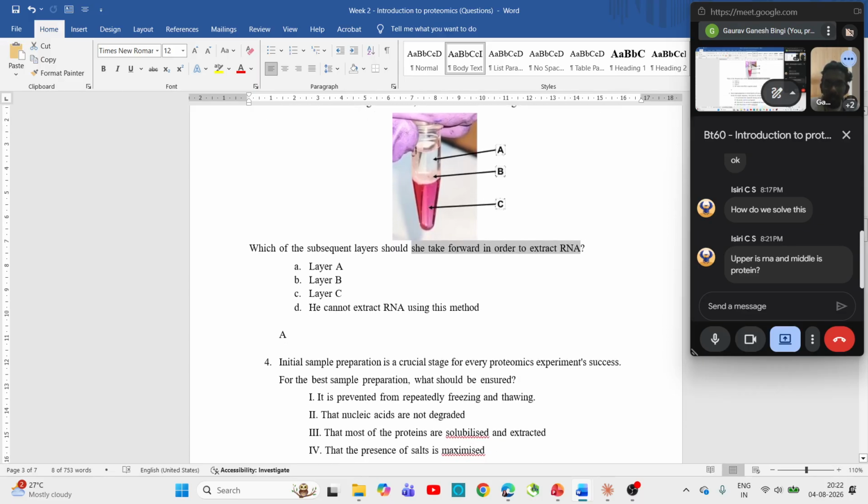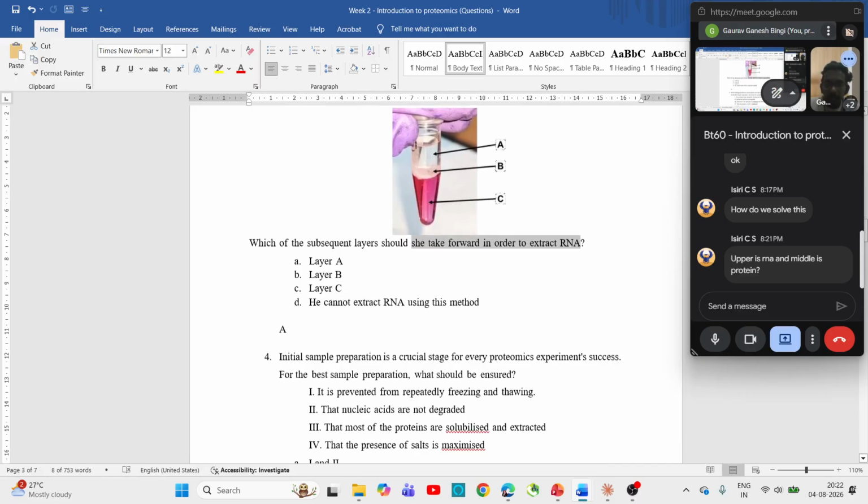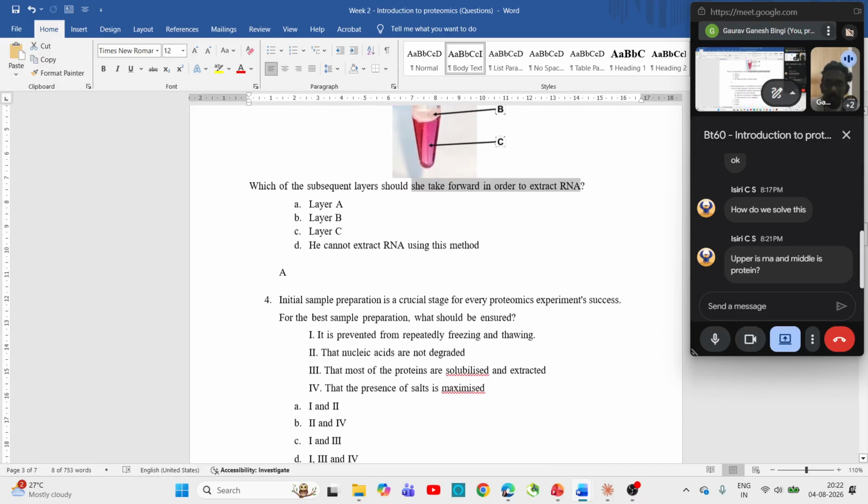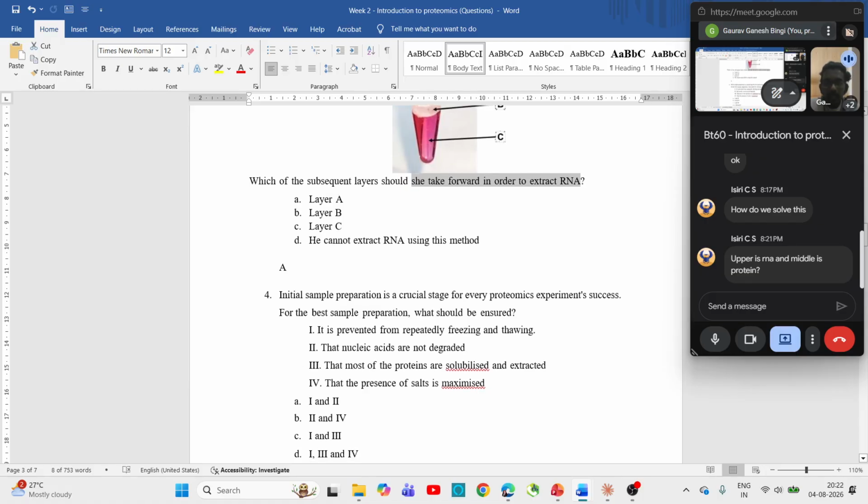So initial sample, these are the options. Preparation is a crucial stage for every proteomic experiment. For the best sample preparation, what should be ensured? It is prevented from repetitive freezing and thawing.